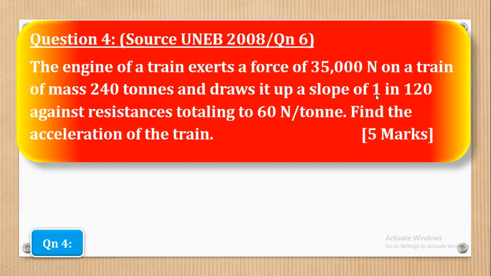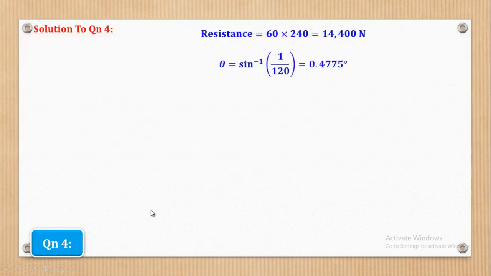Now that slope of 1 in 120 means that the inclination is equal to arc sine 1 over 120, and when I get arc sine 1 over 120, I'll come up with my angle of inclination being equal to 0.4775 degrees. Now that you have got the resistance and the inclination, we shall come and show the given information on a diagram. So this is the particle, and this is the inclined plane, and this is the angle of inclination.